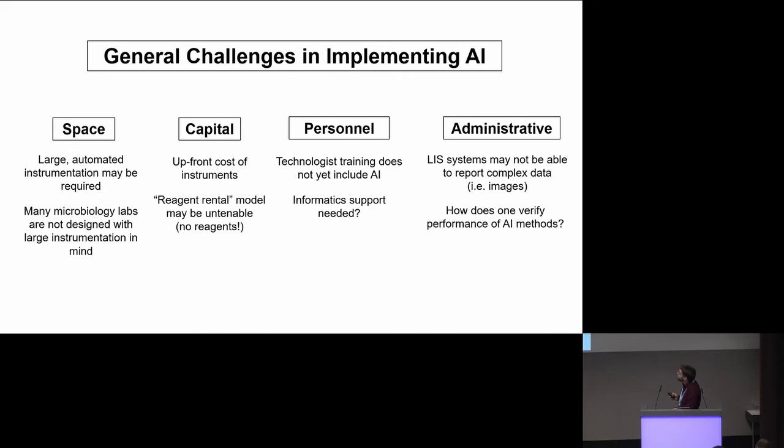There are some administrative issues, such as LIS systems not being able to report complex data, such as images. Now, of course, we have EMRs that report images, but does our LIS, maybe or maybe not? And then how does one verify the performance of these AI methods? I'd just like to quickly go through a couple of these.